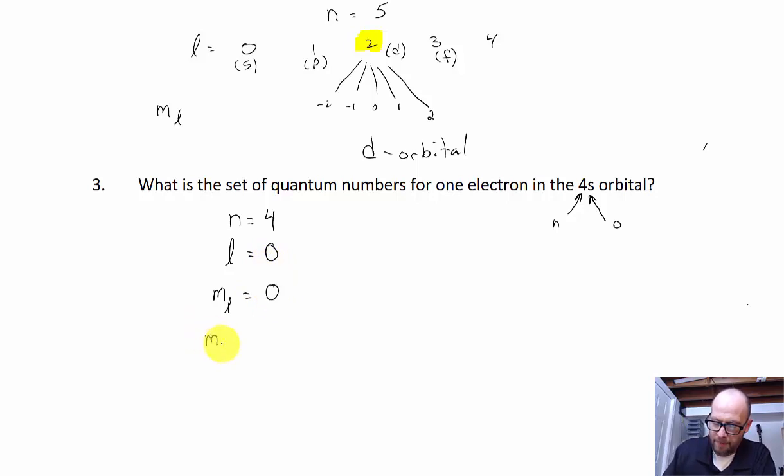And MS, an electron can either be spinning up at +1/2, or it could have a -1/2 or a downward spin and still be in the 4s orbital. But those are the only two possibilities.